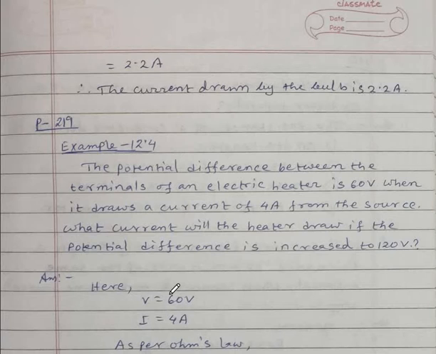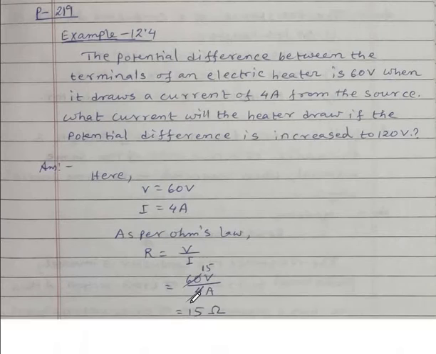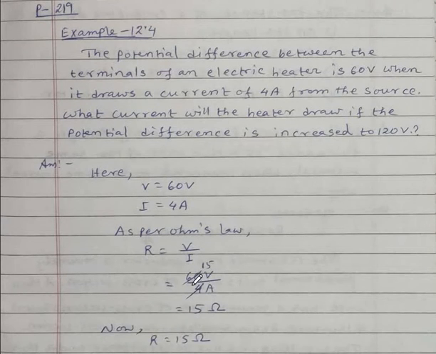So here V is equal to 60 volt. I for current, 4 ampere. As per Ohm's law, get the resistance first. R is equal to V by I. 60 volt by 4 ampere. After cancellation, resistance you are getting 15 ohm.